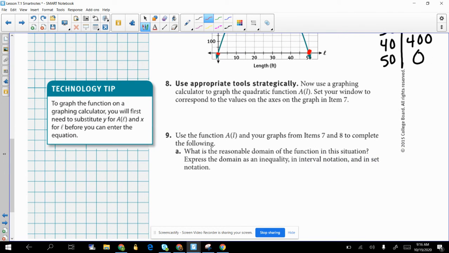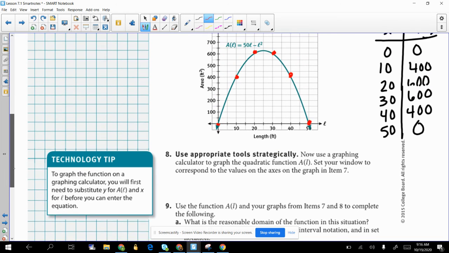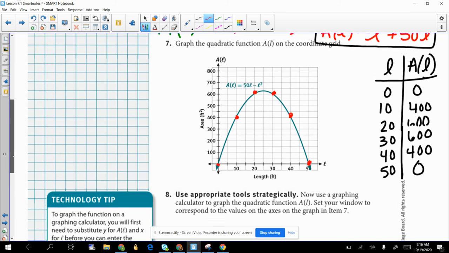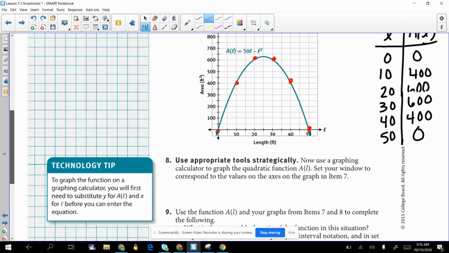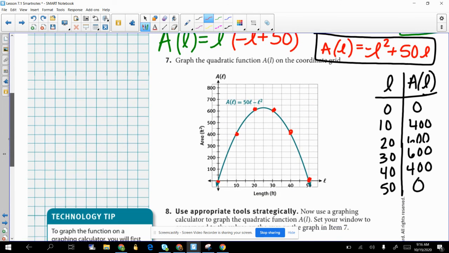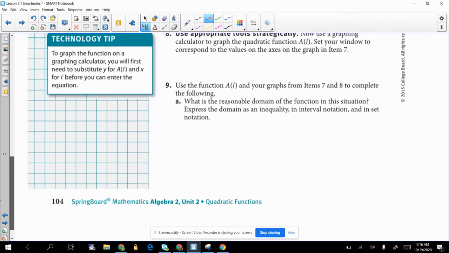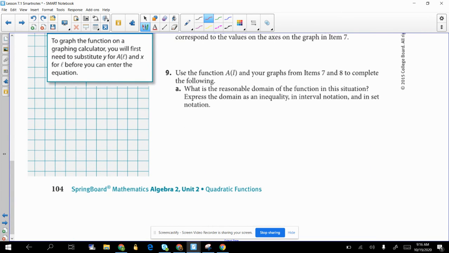Then number 8 says, now using a graphing calculator to graph the quadratic function, set your window so that it matches this. You guys could try that on your own. Okay, try graphing it in your graphing calculator. And then number 9 says, use the function that we just came up with up here, A of L equals negative L squared plus 50L. And it says, what is a reasonable domain of the function in this situation?